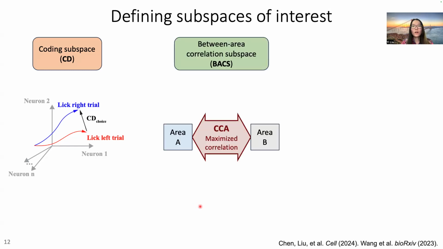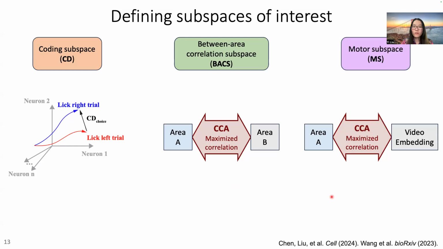And in addition, we also used canonical correlation analysis to find the between area correlation subspace, or BACS. CCA finds pairs of axes in the population activity space in each brain area so that it maximizes the correlation between the two areas. As I mentioned before, reduced rank regression is another method that finds communication subspaces between areas. But for the sake of time, we are going to focus on the results using CCA today.